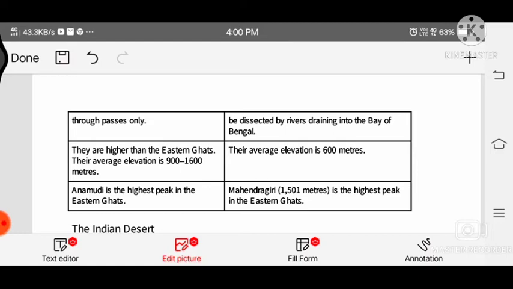Western Ghats are higher than the Eastern Ghats. Their average elevation is 900 to 1600 meters. The Eastern Ghats' average elevation is only 600 meters. Anamudi is the highest peak in the Western Ghats. The printing mistake is there. And Mahendragiri, which is 1501 meters in height, is the highest peak of the Eastern Ghats.